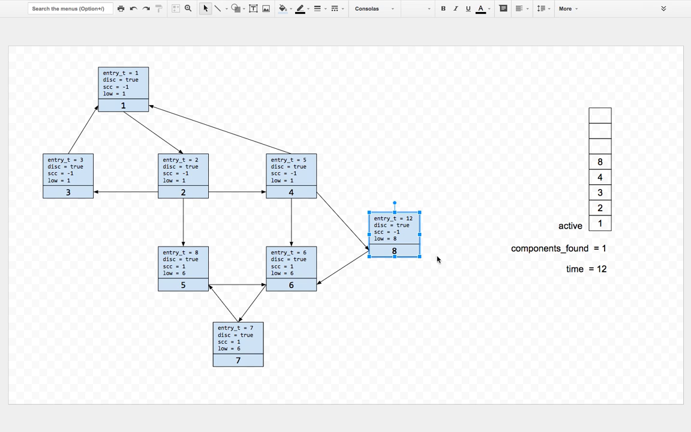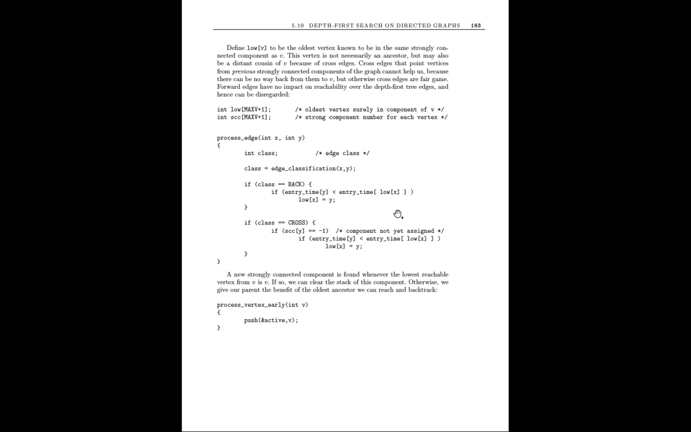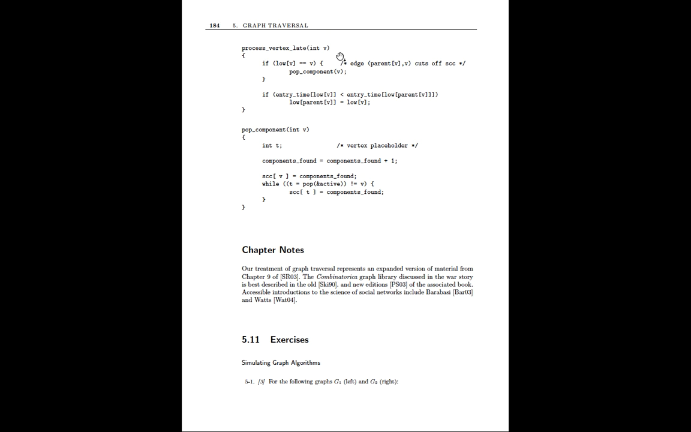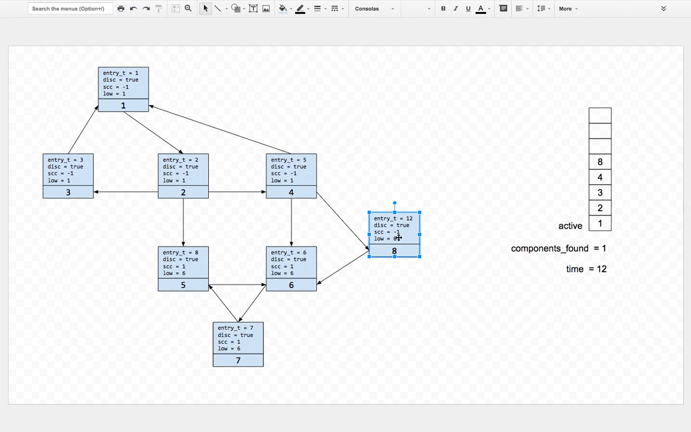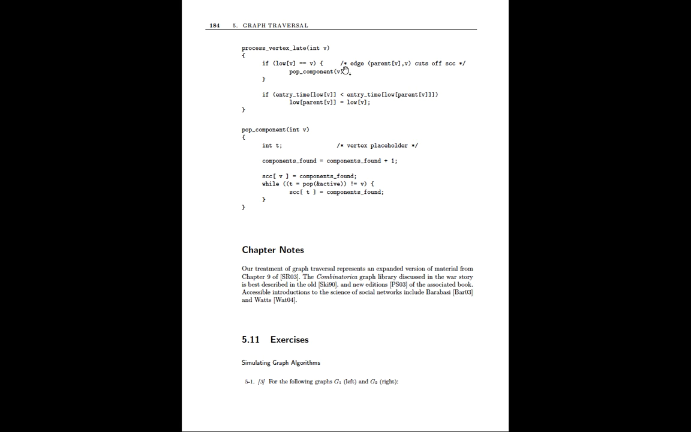We return to processing vertex 8. There are no more edges to explore for vertex 8, so then we're getting ready to exit vertex 8 and return to vertex 4, but we have to process vertex 8 late. So we go to process vertex late for vertex 8. If low v equals v, and lo and behold, it does for vertex 8. We are going to pop a component. So we come down here to the pop component. We increment components found.